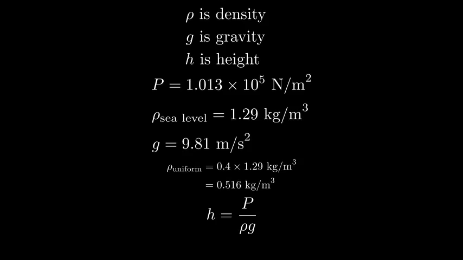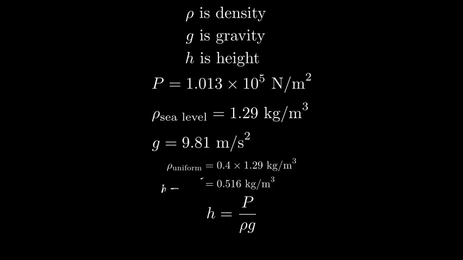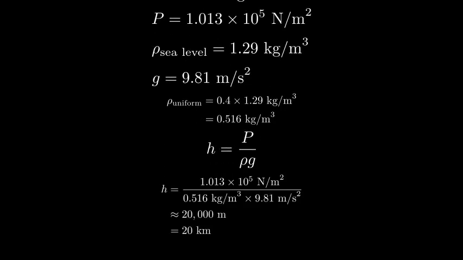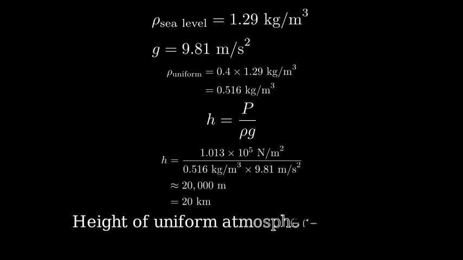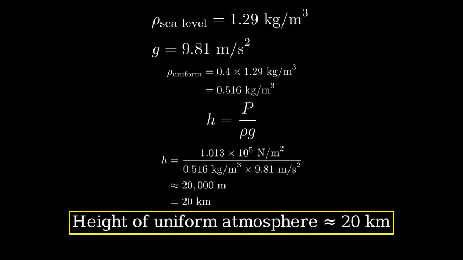Now we can rearrange our equation to solve for height. We'll move density and gravity to the denominator. Let's plug in our values. 1.013 times 10 to the fifth newtons per square meter divided by 0.516 kilograms per cubic meter times 9.81 meters per second squared. When we calculate this, we get approximately 20,000 meters or 20 kilometers.